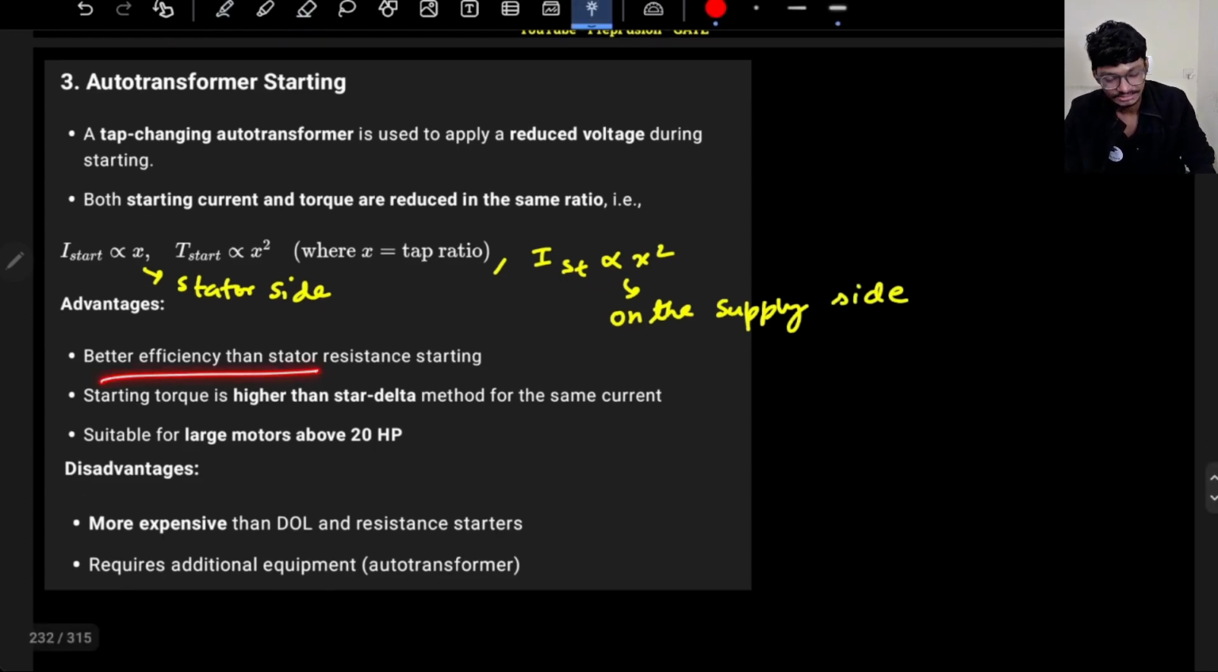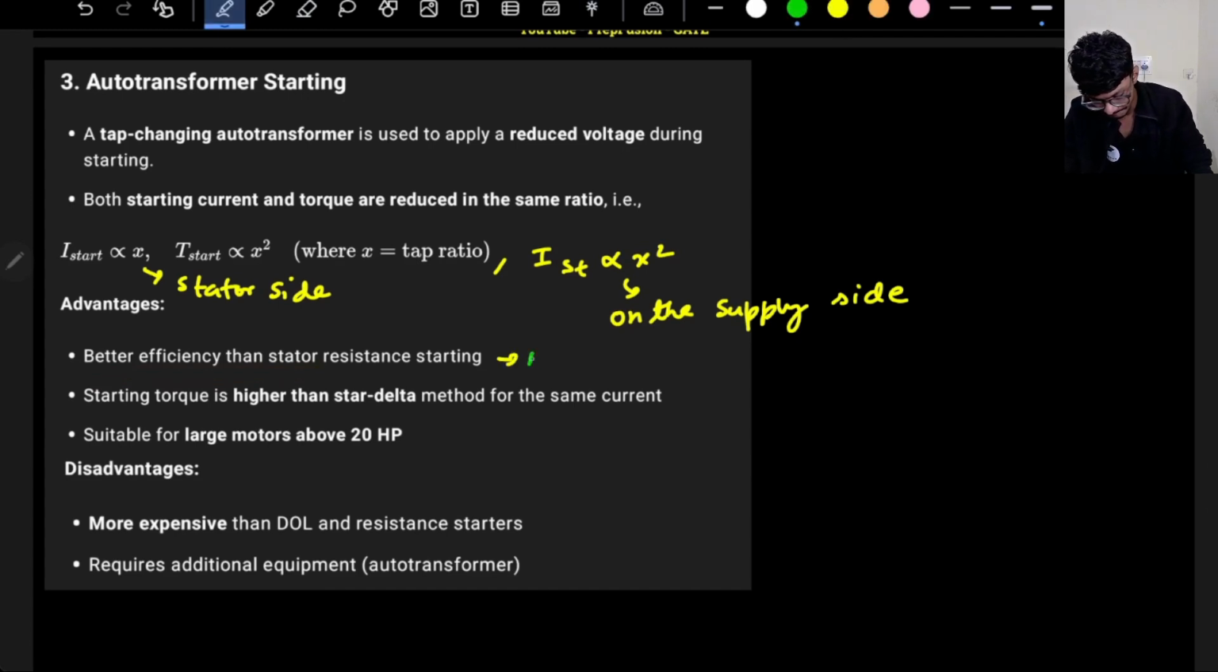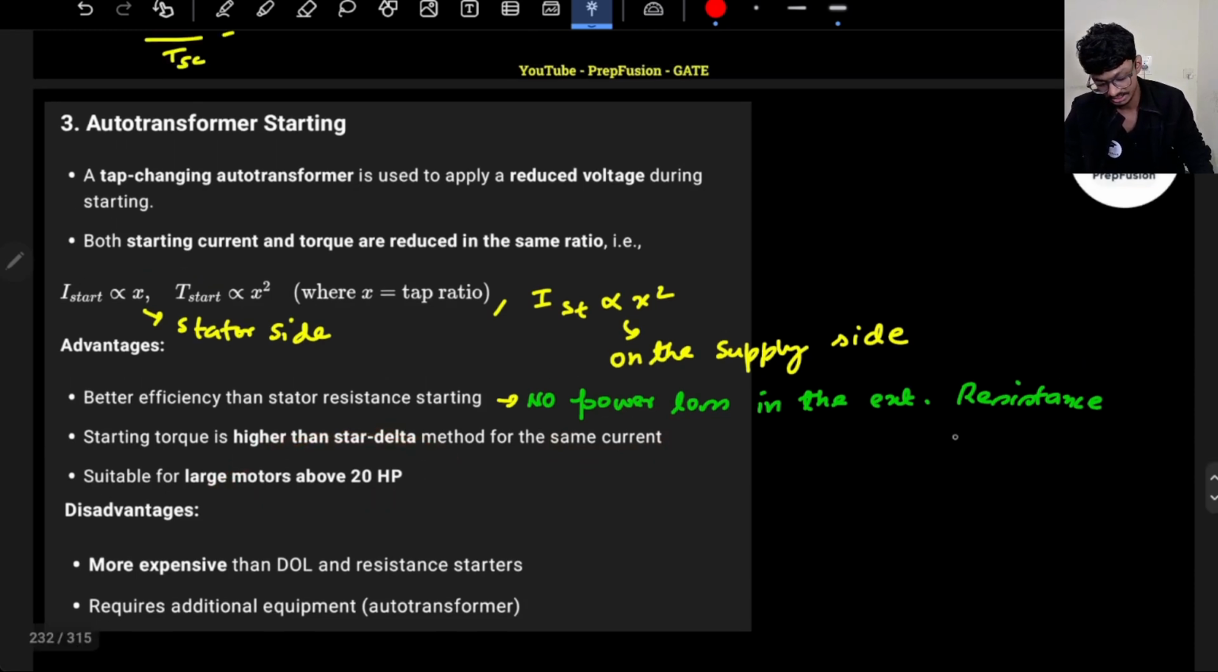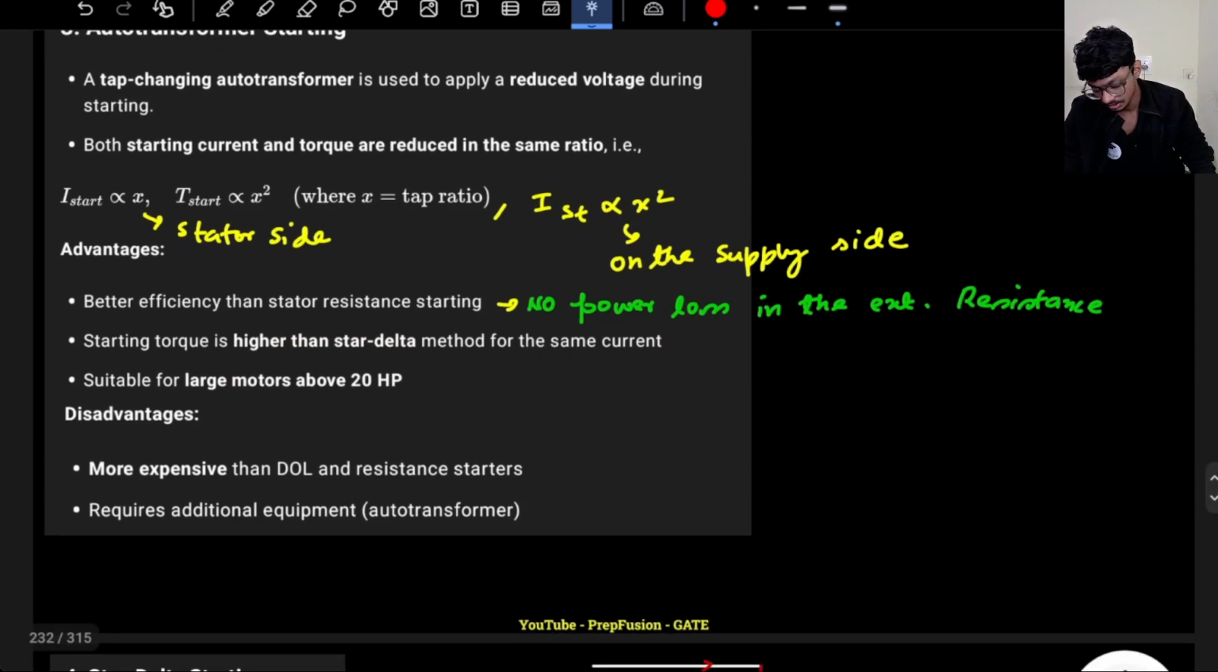Okay, so this has better efficiency because there is no power loss in the external resistance. Starting torque is higher than the start delta. We will see what happens in the start delta method. Here the starting torque will be higher; we will compare it. Suitable for large power ratings, so the reduction in current is also very good, right? X square. So if the current is very large, it will be better for us if I use an auto transformer.